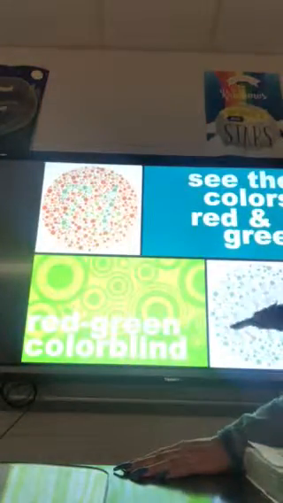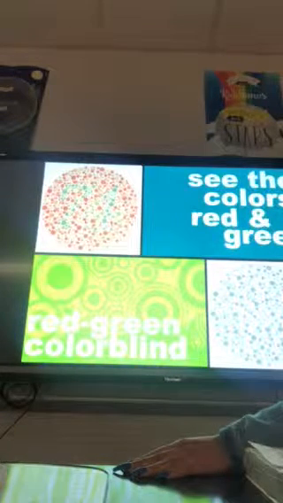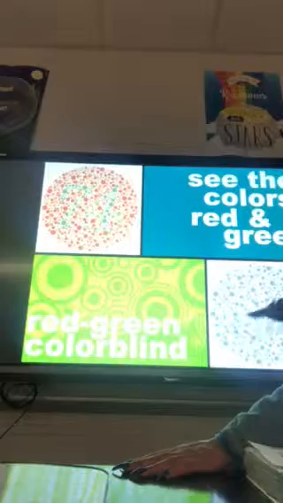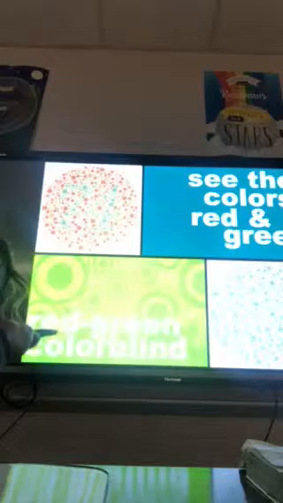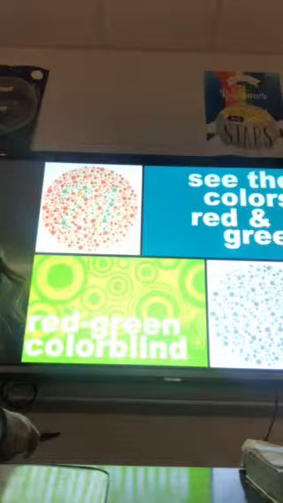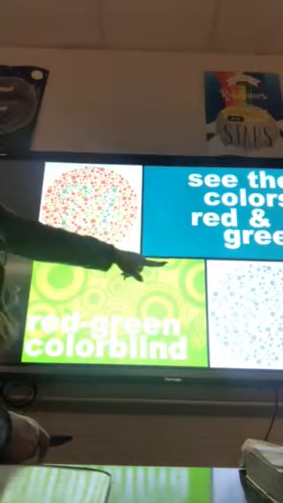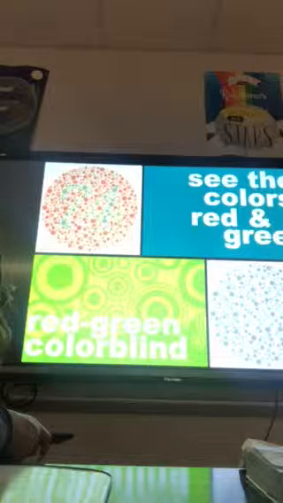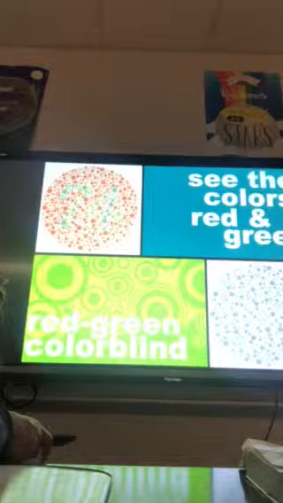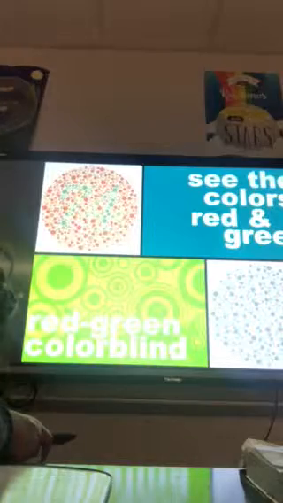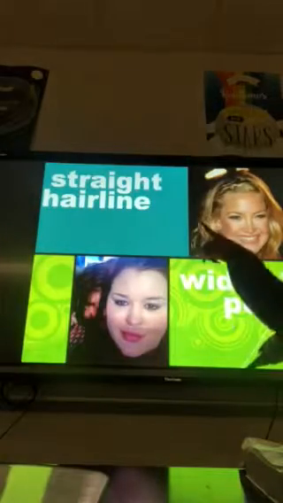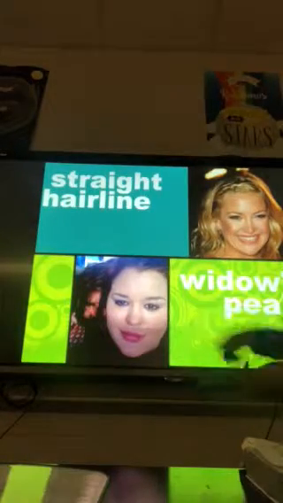We have red-green colorblind, or you're able to see the colors red and green. And you know what? Let's see right now. How many of you can actually see the red and green in this picture? And how many of you can't see it at all in that picture over there? Okay, so if you can see the colors, great news, you are not colorblind. If you cannot, then you are red and green colorblind. Straight hairline or having a widow's peak. The widow's peak kind of looks like a McDonald's arch, just a tad bit.